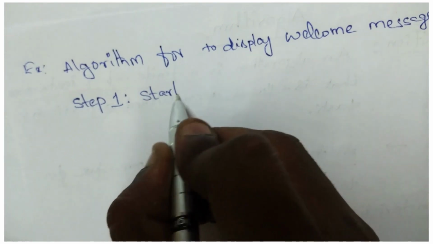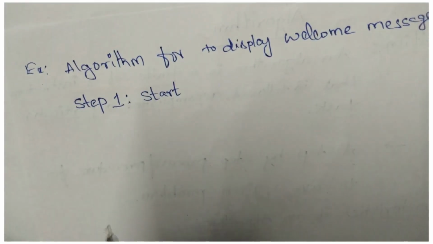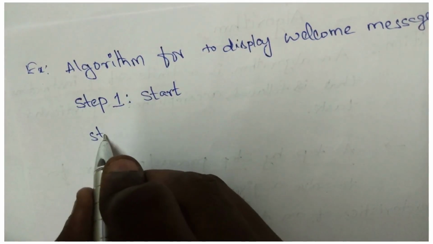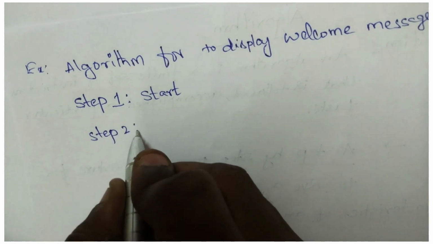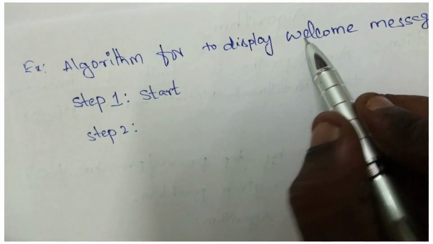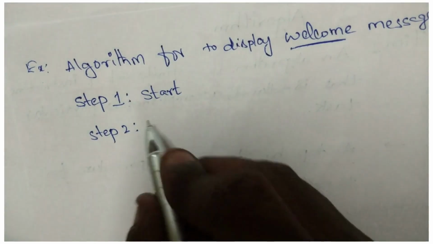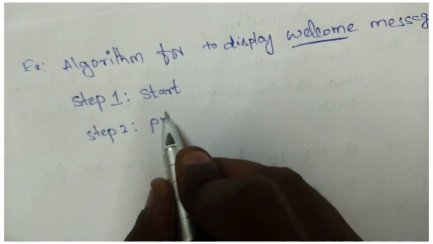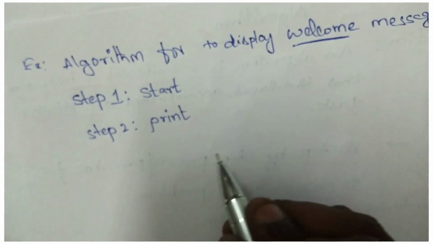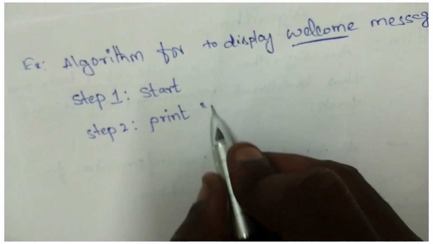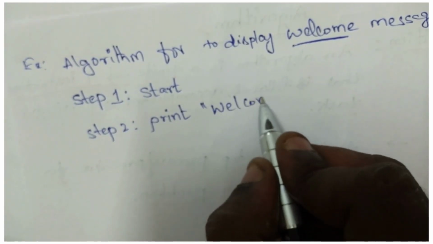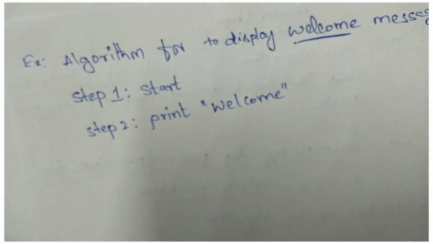Start means you start the algorithm. And step 2, what is step 2? It is an algorithm to display a message, welcome. Display means in C language you have to use the print option. What is the message I want to print? The message is welcome. This is the message I want to display, right?